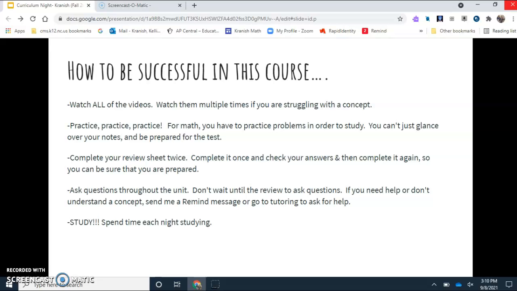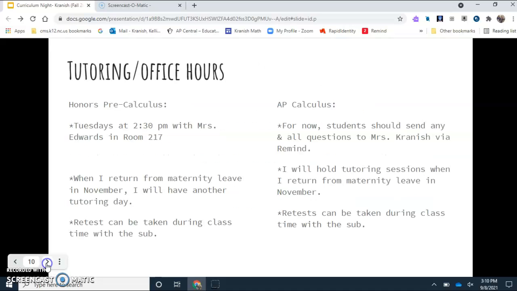Ask questions throughout the unit. Don't wait until the review to ask questions. If you need help or don't understand a concept, send me a Remind message, or for pre-cal, you can go to tutoring with Miss Edwards. I'll talk about that in a second. Ask for help. And then study. Spend time each night studying. You can't just wait until right before the test to study. You need to make sure that you're looking at that each day.